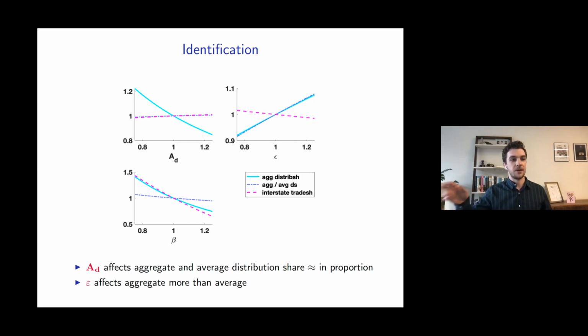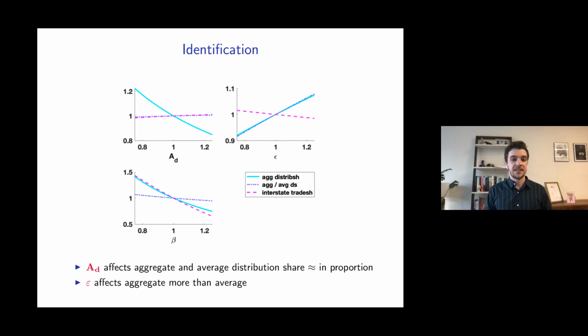In contrast, Epsilon specifically governs how rapidly distribution costs increase with distance. If Epsilon goes up, making distribution more expensive, the aggregate distribution share goes up, because firms spend more on it, but the ratio of the aggregate to the average also goes up a lot. That's because it makes distribution more expensive for firms that were already shipping to very far away markets, and these were the large firms. And that's what separately identifies AD from Epsilon here.